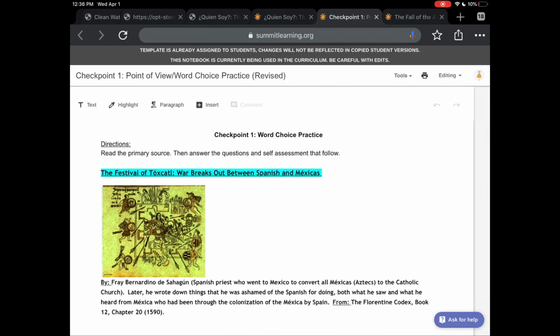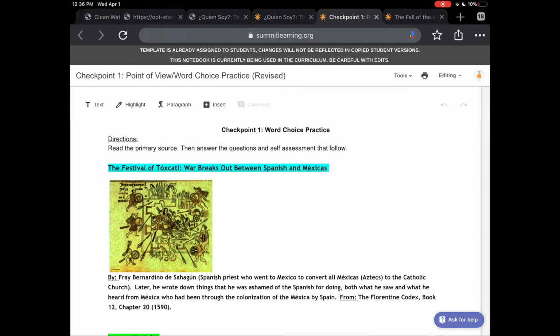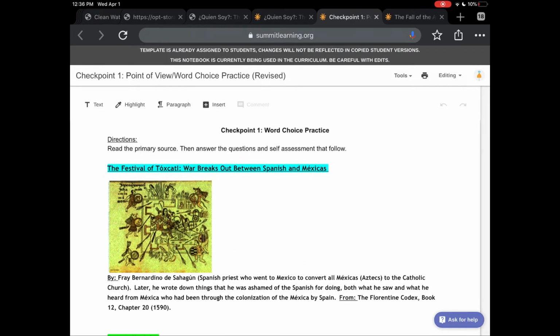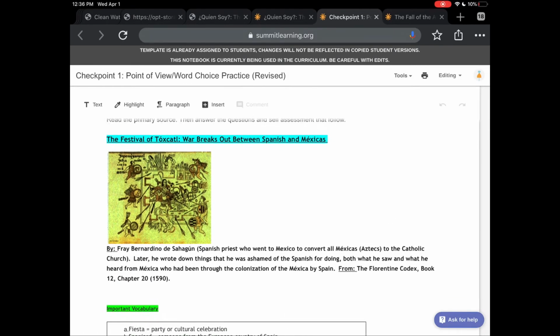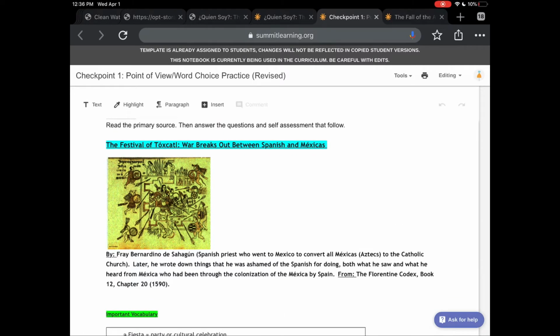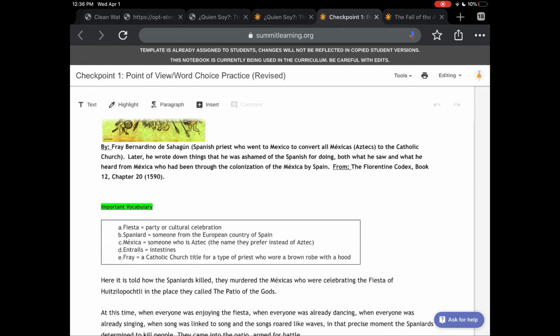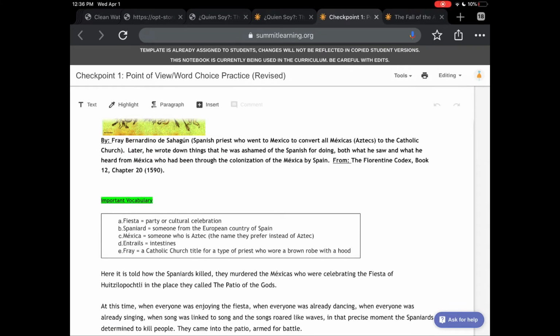For your checkpoint number 1, what you are going to focus on is working on the point of view and word choice practice. Specifically, we are going to be reading an account from a Spanish priest who went to Mexico to convert all of the Aztecs to the Catholic Church. Now, when the Spanish talked about colonizing the Aztecs, they often talked about the reason they were doing it. They would use really racist language and say that the Aztecs were savages, and really focus on the fact that the Aztecs committed human sacrifices.